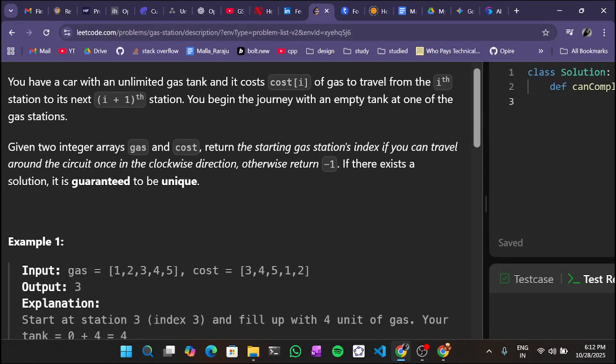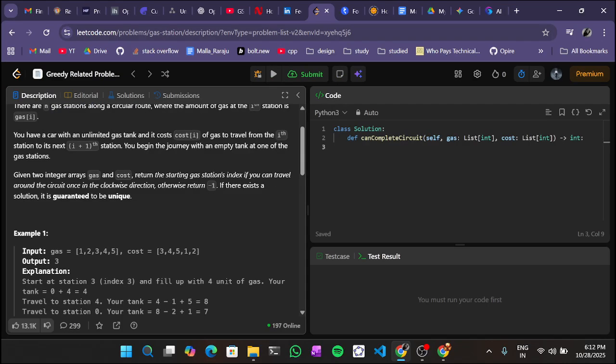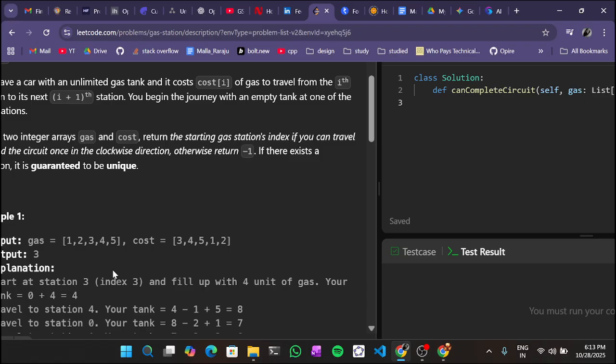So starting from 1. Well, let's see what we have to do. 1, 2, 3, 4, 5.